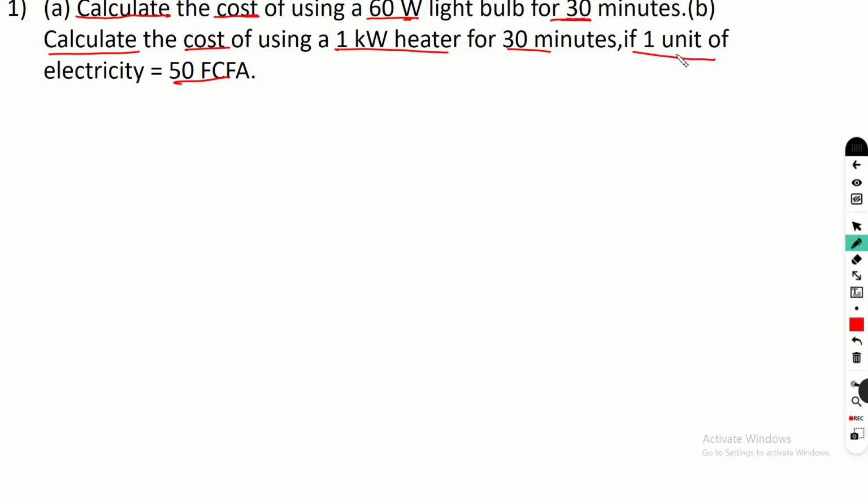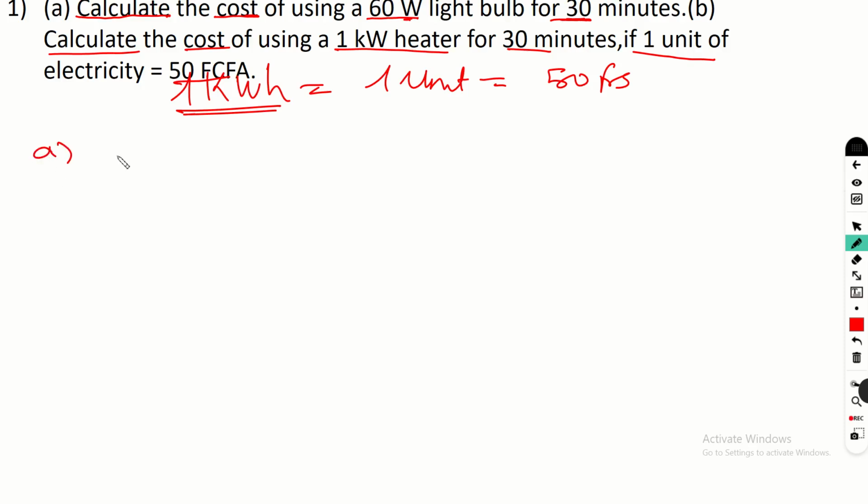Generally we know 1 kilowatt hour is equal to 1 unit, which is equal to 50 francs. So whatever energy you calculate, you have to put in kilowatt hour. First things first, for A, what have they given? They've given us the power, which is 60 watt, and the time, which is 30 minutes. You always have to convert the 30 minutes to hours. So 30 minutes is equal to 0.5 hour, or half an hour.